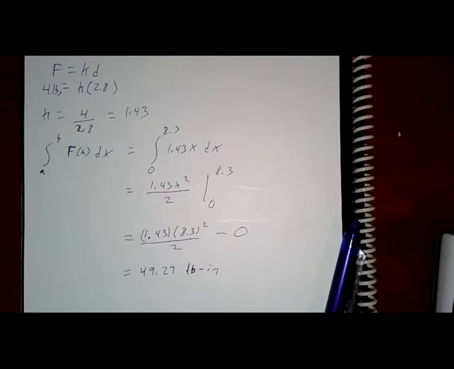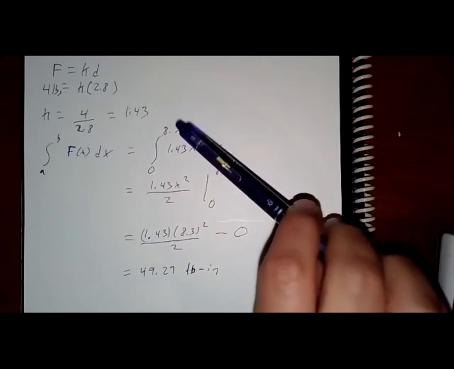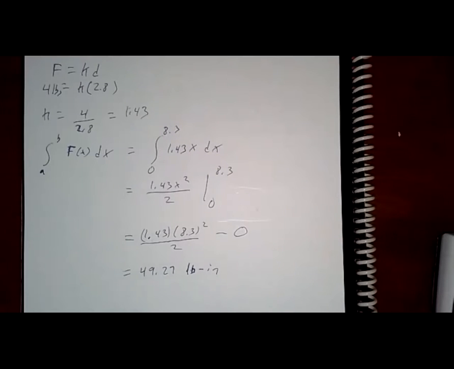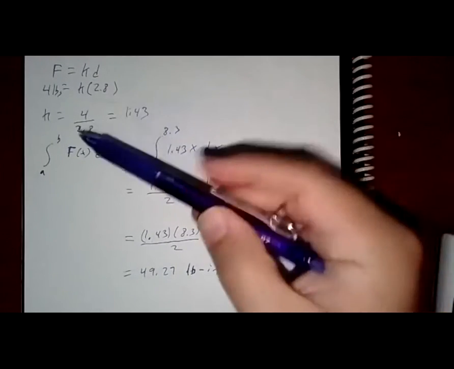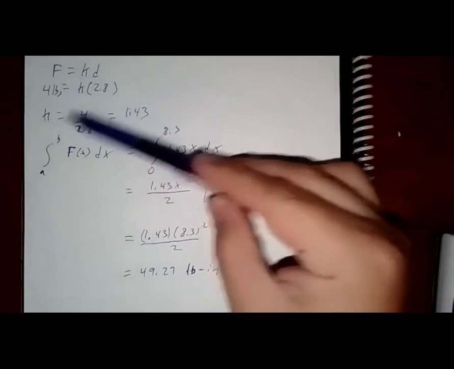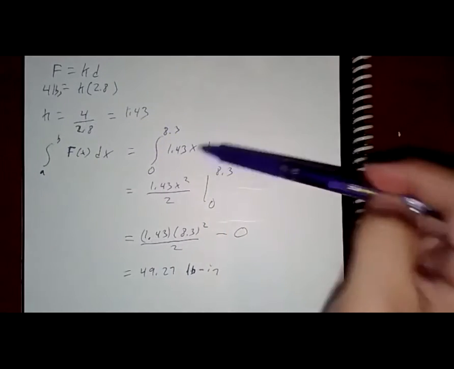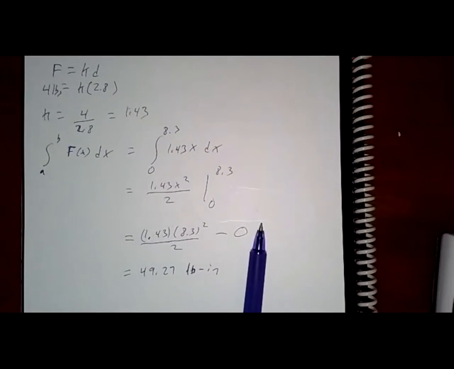Okay, so since they kept it in inches, we didn't have to do that divide by 12. If they said they wanted it in foot pounds, then you'd have to divide this by 12. But they asked for inches. Inch pounds, okay. Yeah, so it's always going to be this distance, and then you use the information they gave you to find K. That's it.